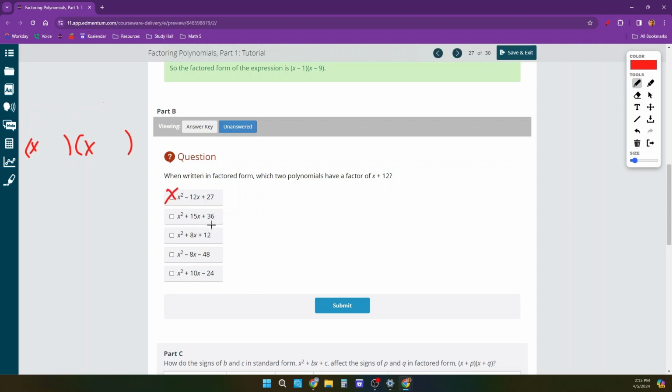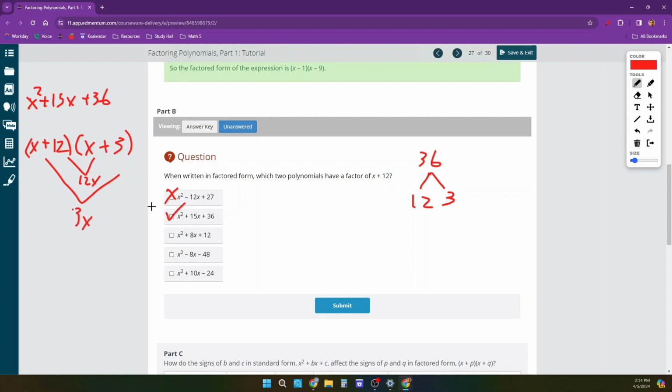Now, 36 is a multiple of 12, so that one at least has potential. So we have x squared plus 15x plus 36. Well, now the question is, can we get that to be 15? And I think we can. Because if we factor out 36, we would get 12, and we would get 3, which if you plug in plus 12 plus 3, you would end up getting 15x. So this one is going to be one of our correct answers.